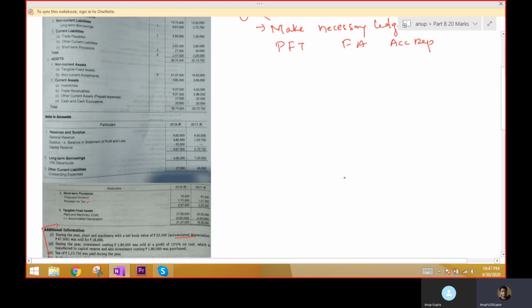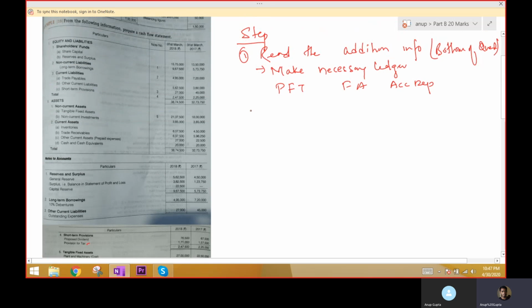Once you make this ledger, the second step is the calculation of net profit before tax and extraordinary items. Once you calculate net profit before tax and extraordinary items, you put the amount in the cash flow, because you need to start with operating activity, and operating activity starts with net profit before tax and extraordinary items.